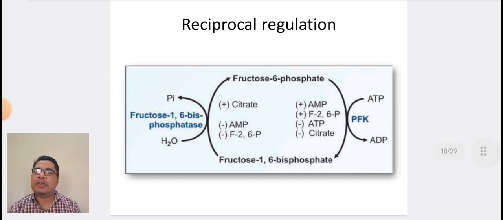In this diagram, we can see fructose 1,6 bisphosphatase and PFK, that is phosphofructokinase, are reciprocally regulated. Fructose 1,6 bisphosphatase has an activator as citrate and inhibitors are AMP and fructose 2,6 bisphosphate. On the other hand, phosphofructokinase has AMP and fructose 2,6 bisphosphate as activators, while ATP and citrate are inhibitors.